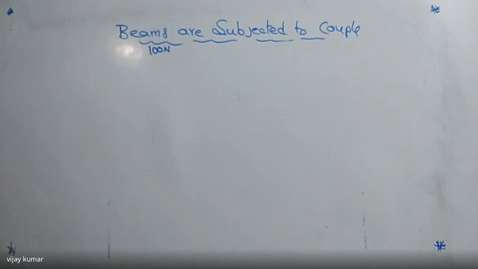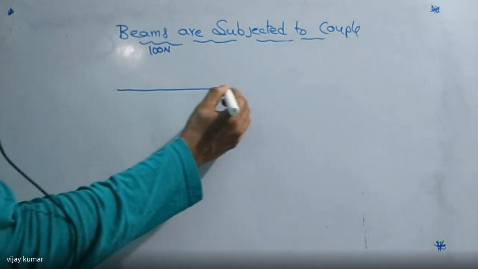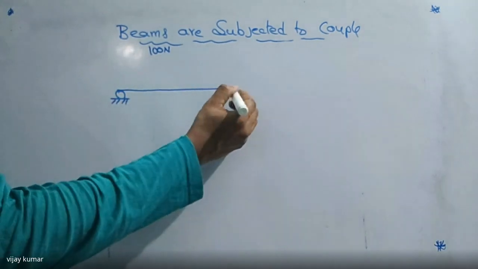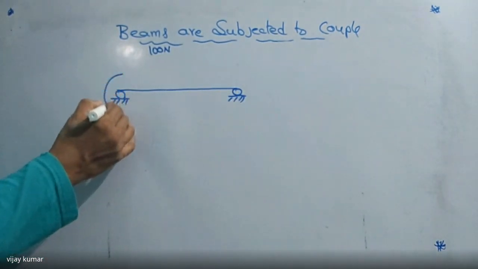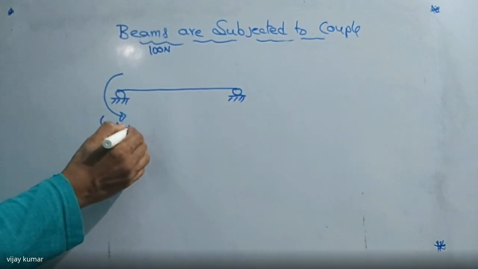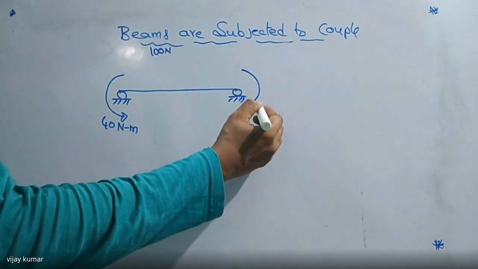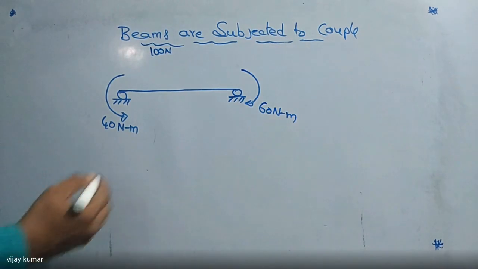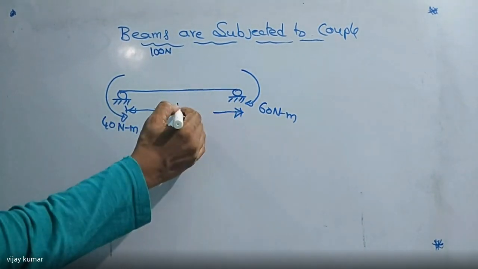All right. So this is a simply supported beam. This is a support and this is also a support. And here one couple is acting. That couple is nothing but 40 Newton meter. Another couple is also acting here. That is 16 Newton meter. So this is the length of the beam between the two supports, that is equal to 1 meter.